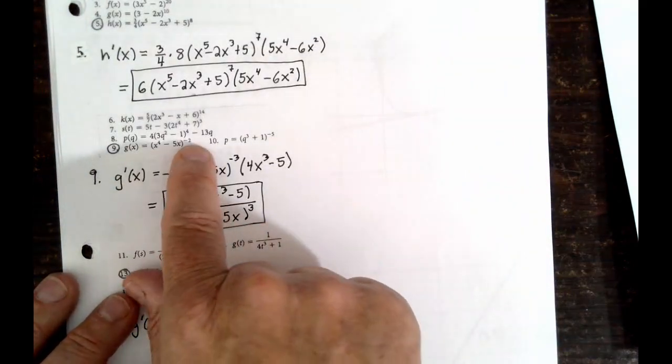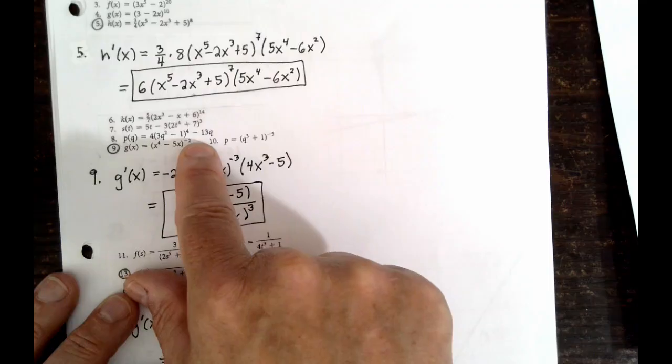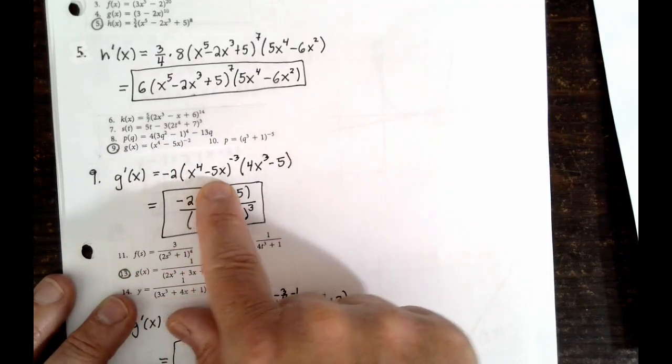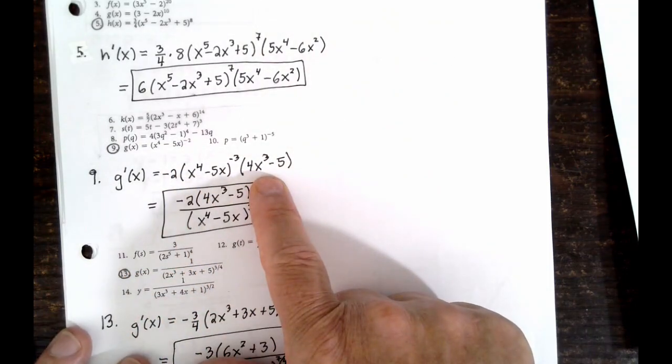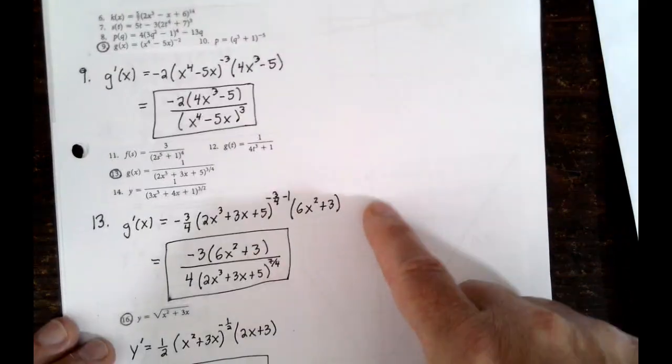This one, again, you bring the negative 2 out front and subtract 1 from the exponent. Inside is unchanged, followed by the derivative of what's inside. And the rest of this is just cleaning up.